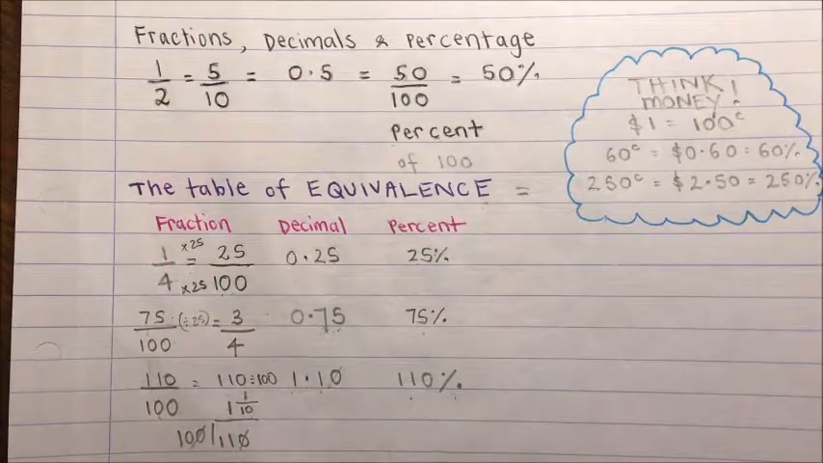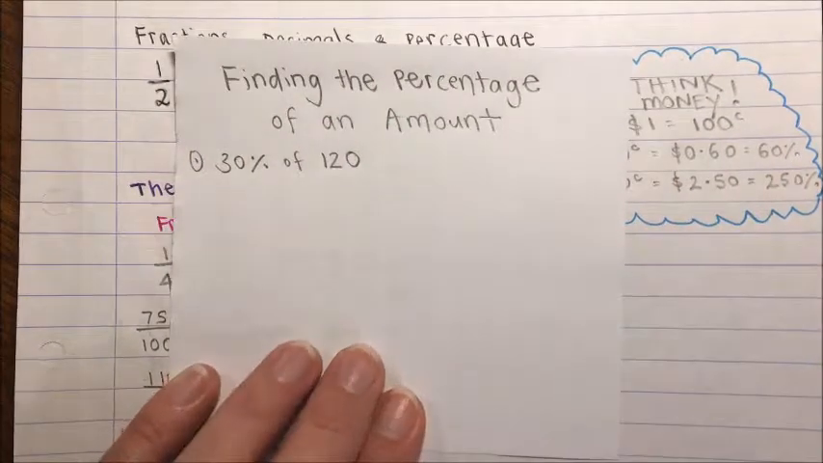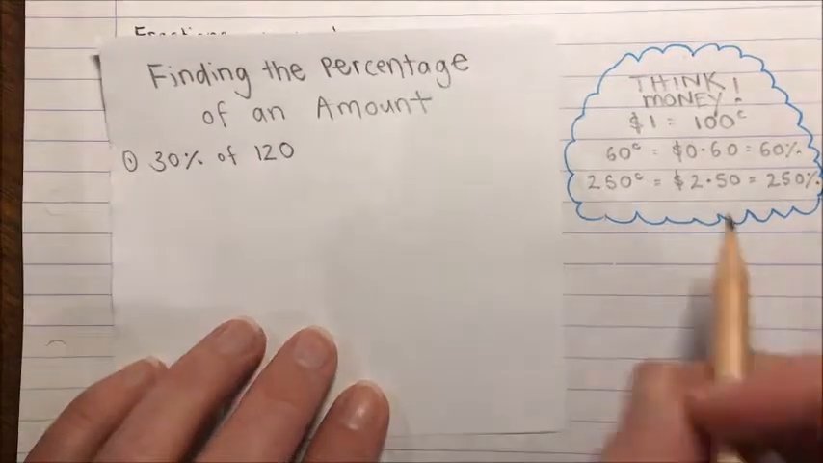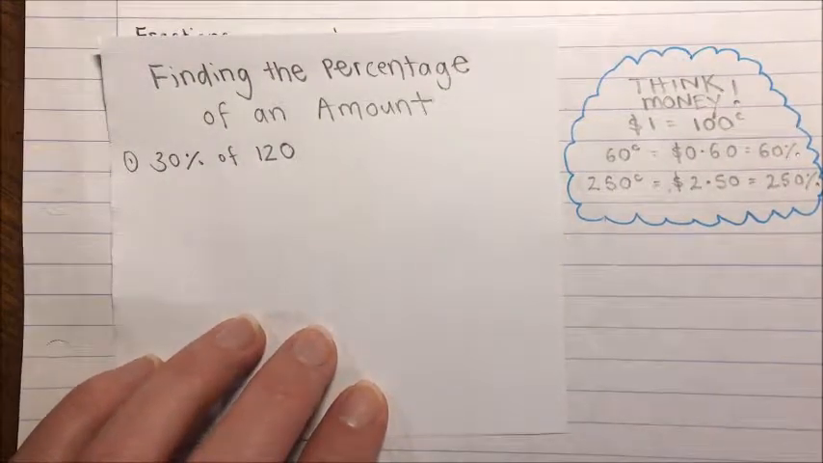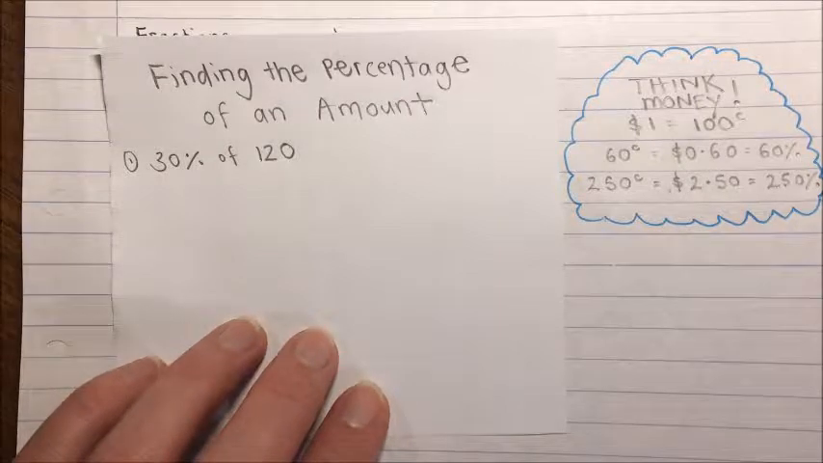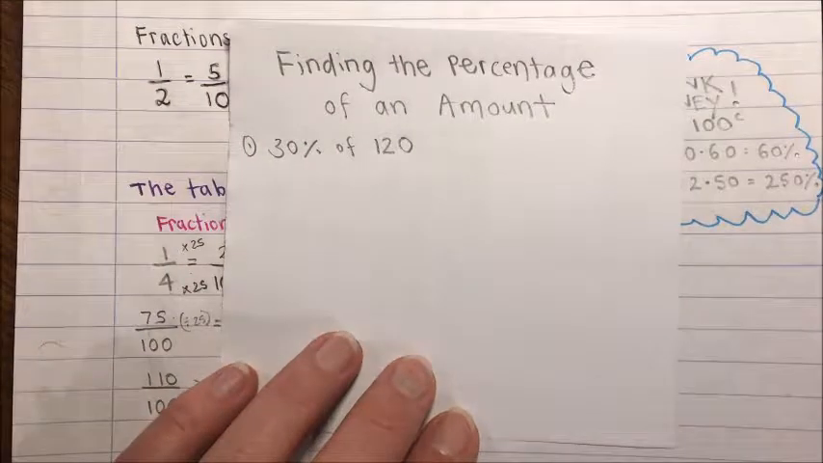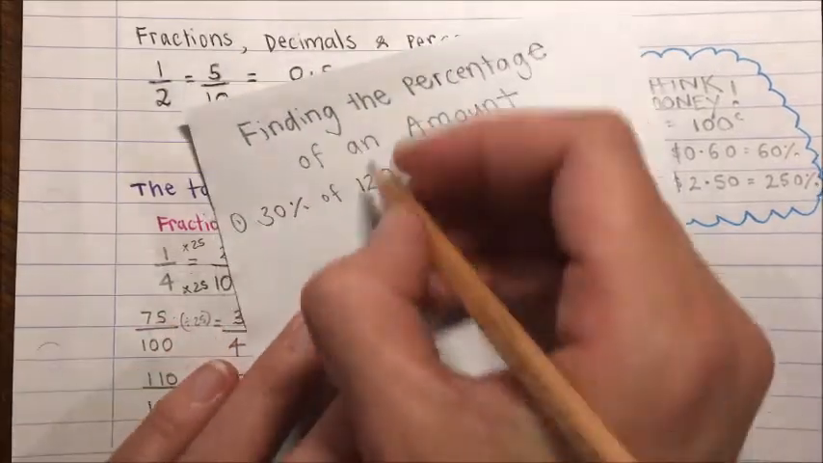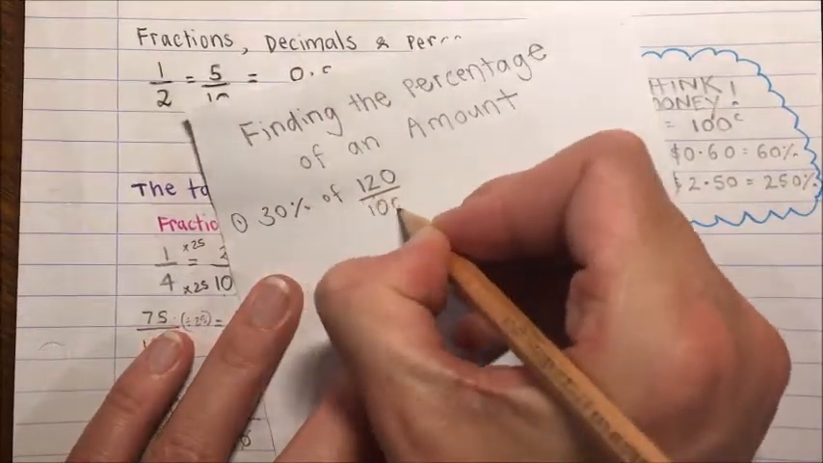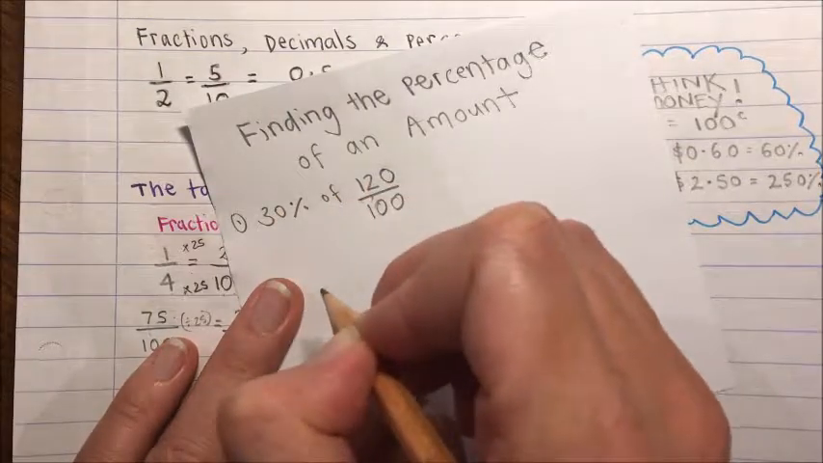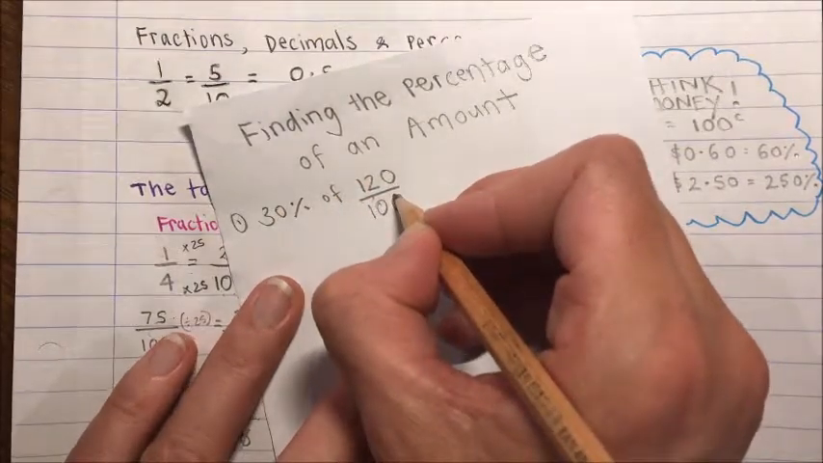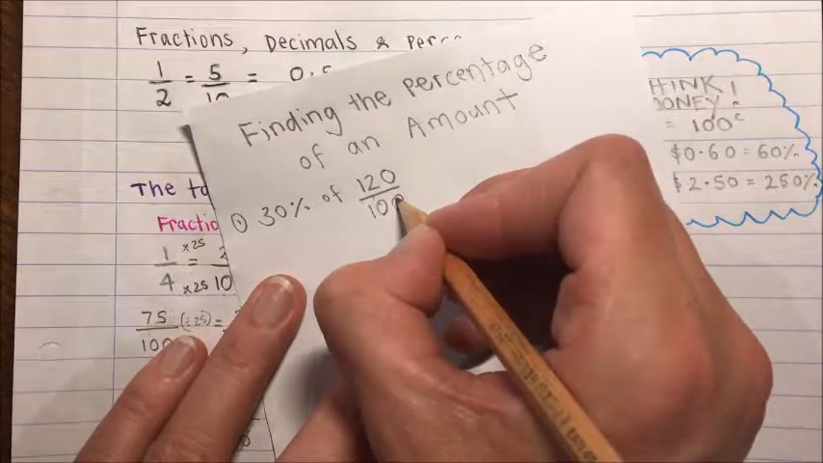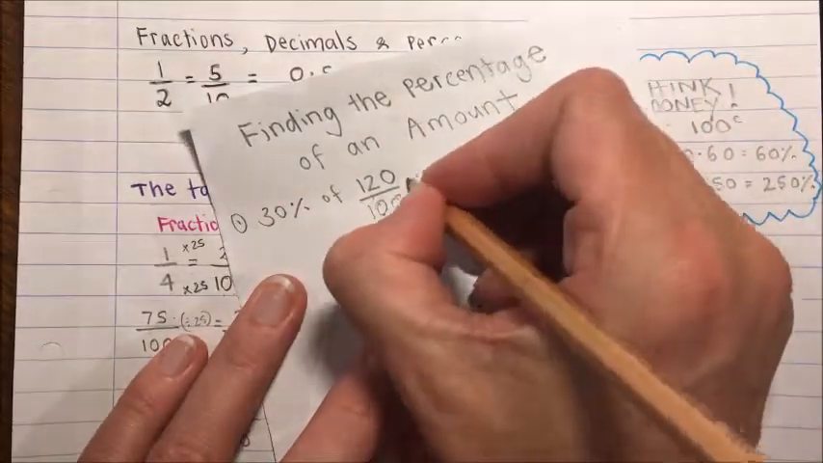So now we're going to start using this in context. We'll begin with finding the percent of an amount. This is really where things come into play. And again, thinking money, this is obviously where we see this the most in our day-to-day lives. So 30% of 120. What I'm asking for here is I want to chop 120 up into 100 little pieces, and then I only want 30 of them. So I want to find out 120 divided by 100 multiplied by 30.